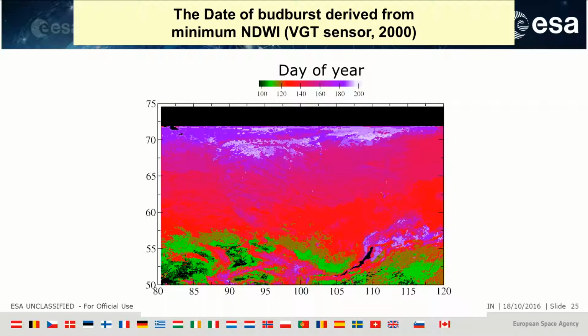Now, you're able to measure the date of bud burst using something called the normalized difference water index. This was from the vegetation sensor in 2000, and that's a map of Siberia. In case you don't know where you are, that down there is Lake Baikal. And if you still don't know where you are, that's the largest single lake on the largest body of fresh water on the planet. It's down there. Okay, it's an amazing place.